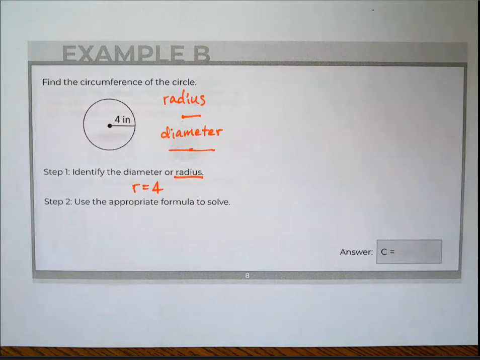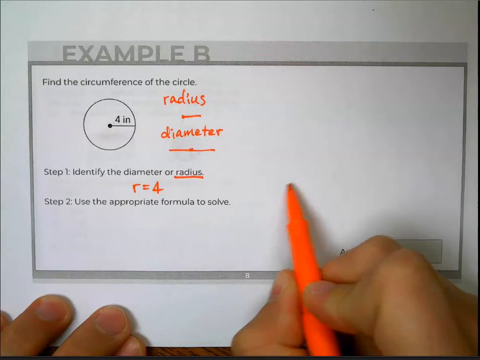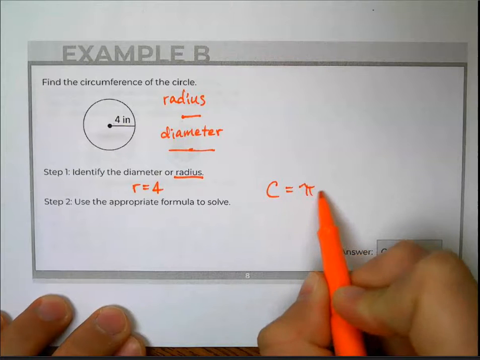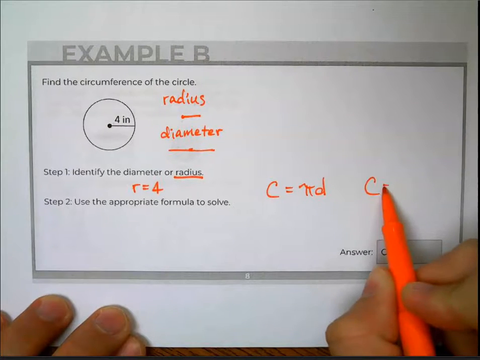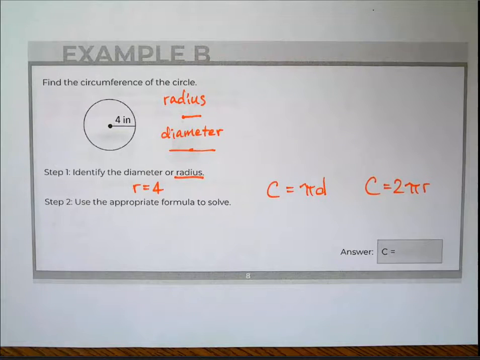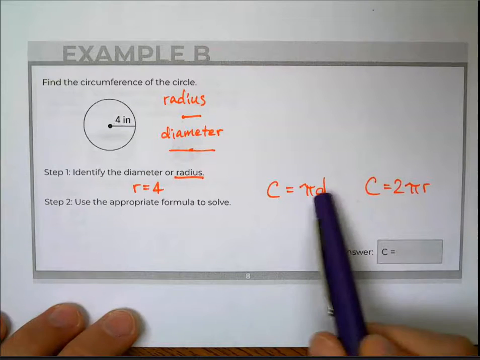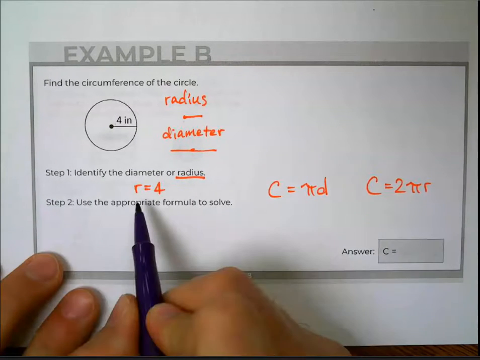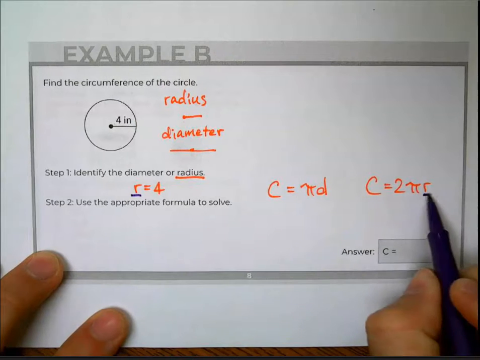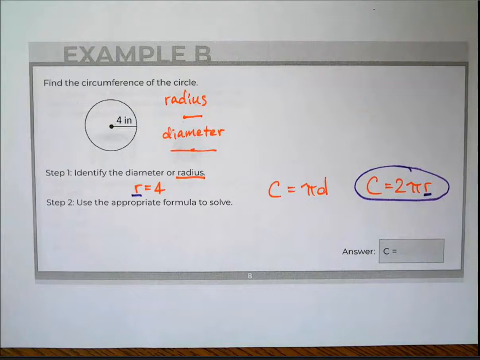Okay, step 2 says to use the appropriate formula to solve. Remember, we have two formulas. Circumference equals pi times diameter, or circumference equals 2 times pi times radius. We have two formulas because they can give us different information. And the last problem, they gave us the diameter, so we used this formula. Well, on this problem, they didn't give us the diameter, so I'm not going to use that. On this problem, they gave us the radius, so I'm going to use the formula that has the radius in it. This is the formula that I'm using.